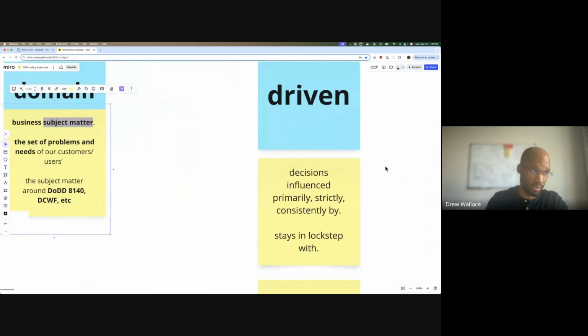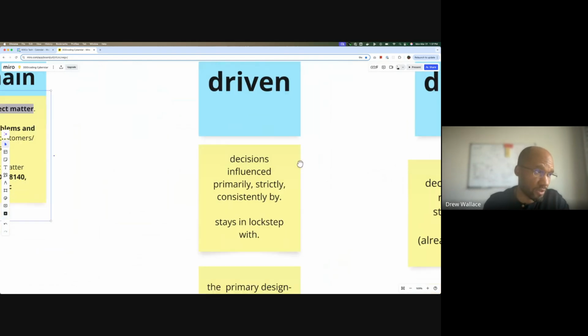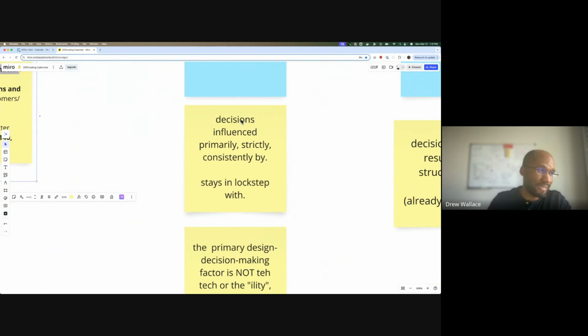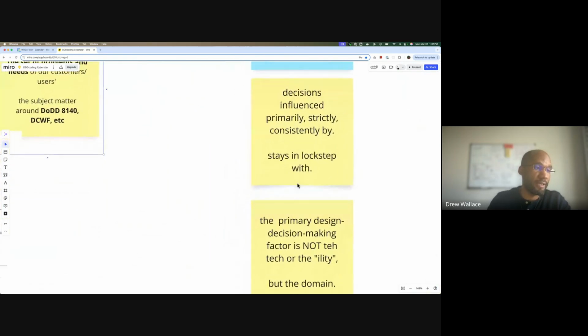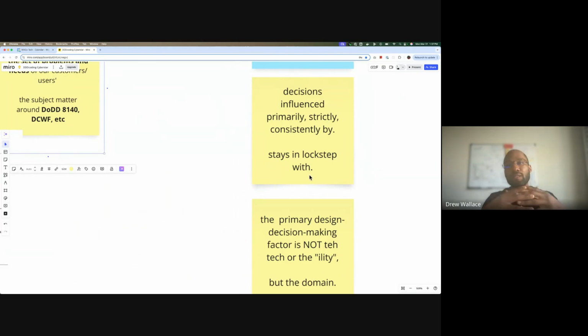So driven, let's not gloss over driven. What does it mean to be driven? Design decisions influenced primarily, strictly, and consistently by the domain. And it stays in lockstep with. That means if the domain changes, so does the design. If the design changes, it also goes back to change the domain. And I'll go over that in more detail when we get to the model, right? So it stays in sync with the domain. That's what it means to be driven in DDD terms.